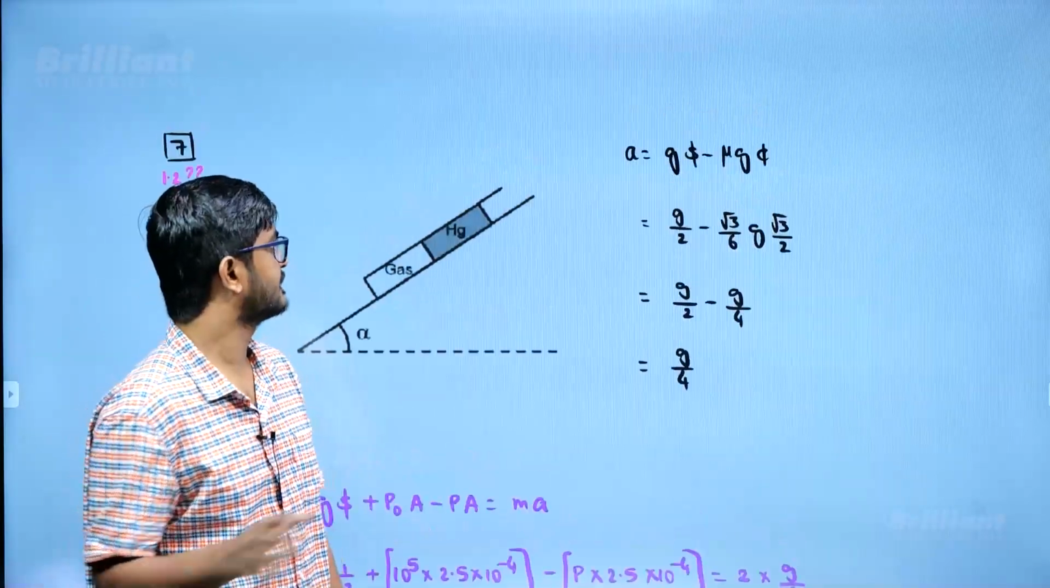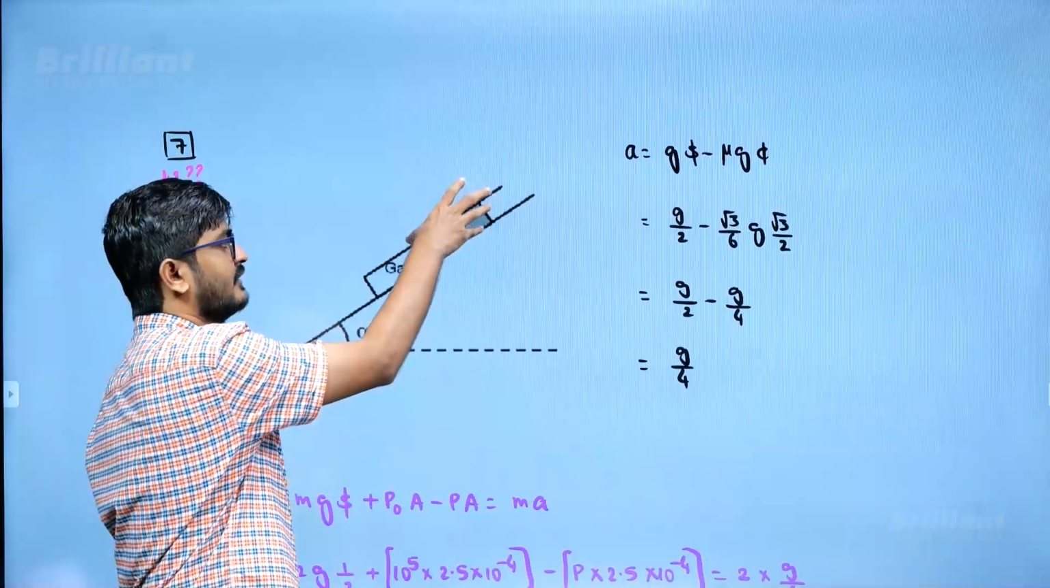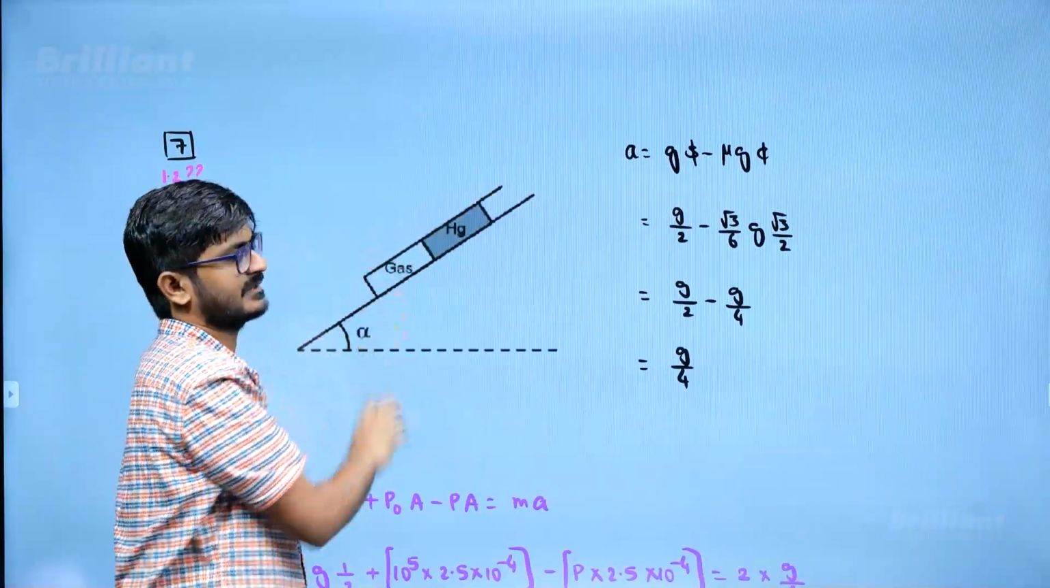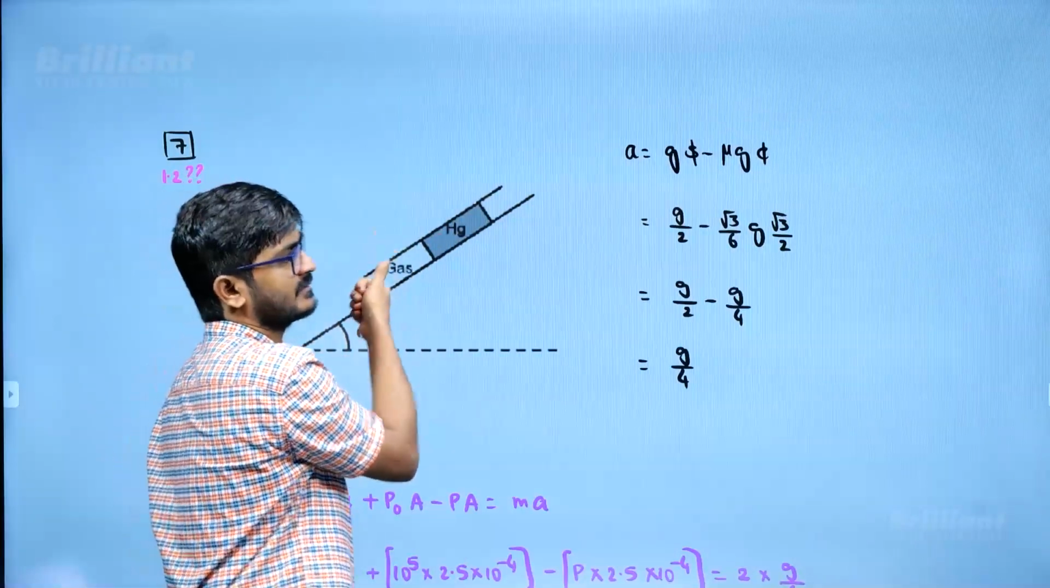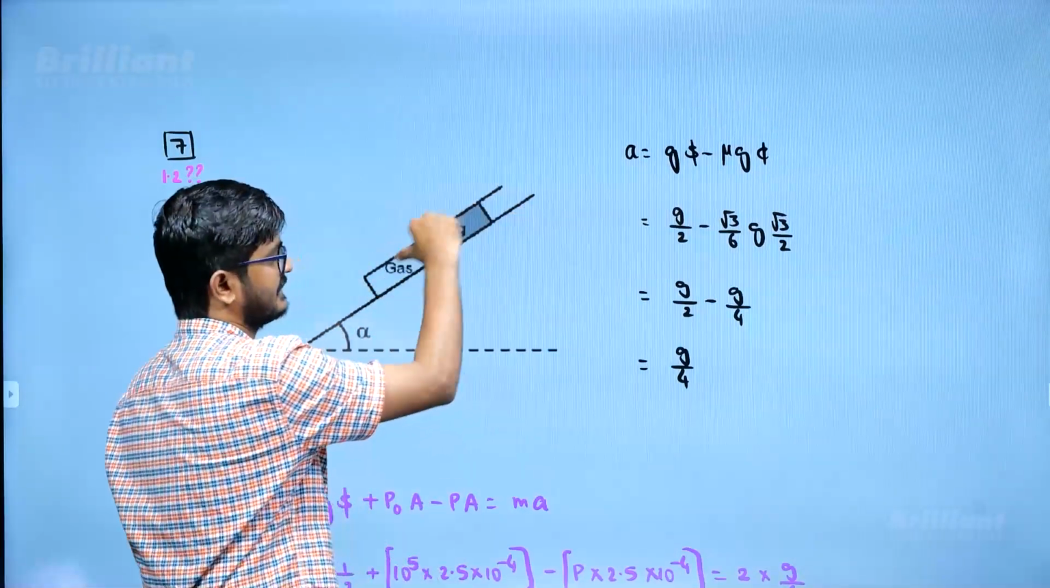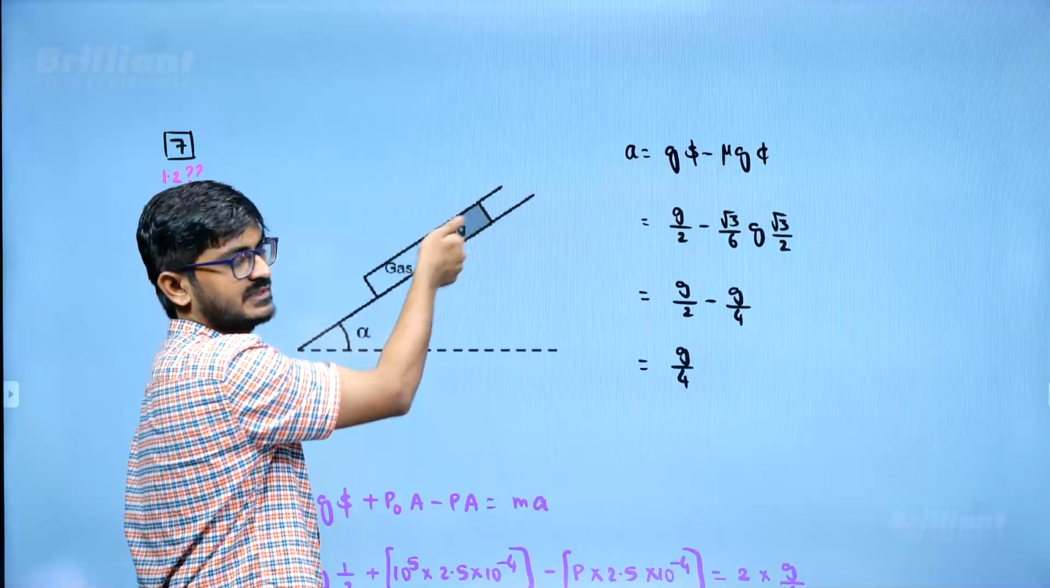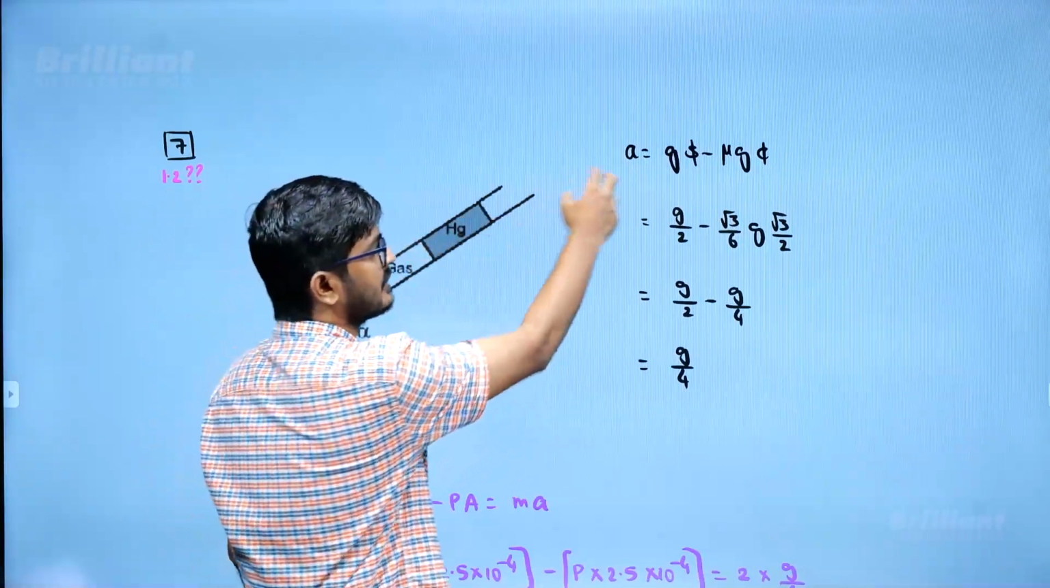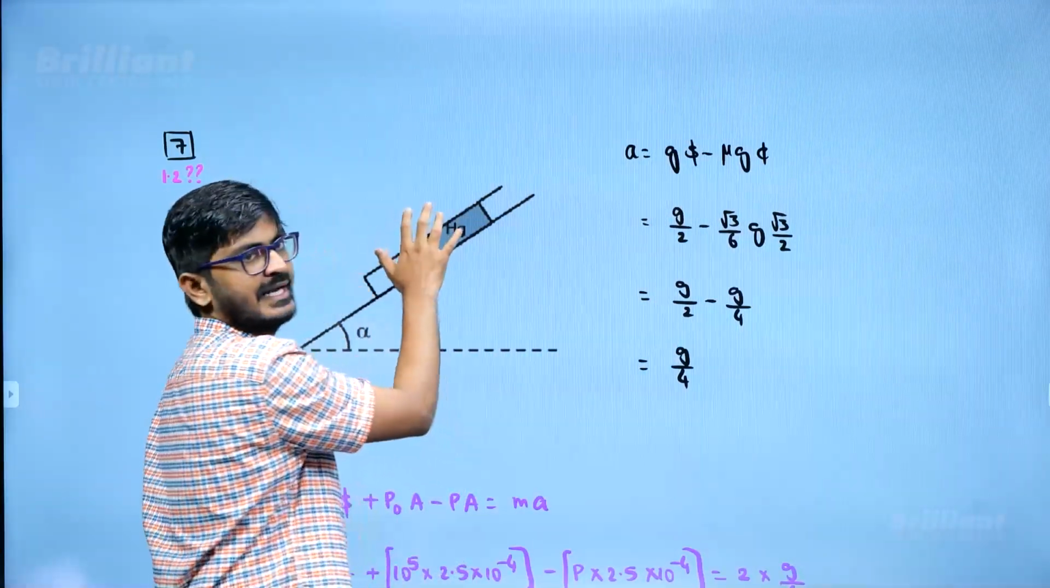So this entire thing is sliding, right? So you can find the acceleration of this entire system. That acceleration is g sin theta minus mu g cos theta. I mean, the g sin theta is because of weight and mu g cos theta is because of friction, right? So from there you can get the acceleration of the system.